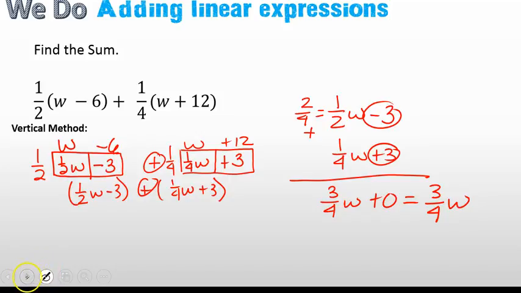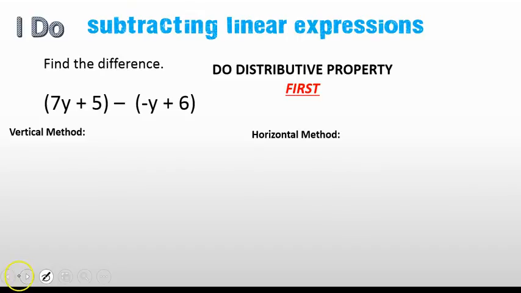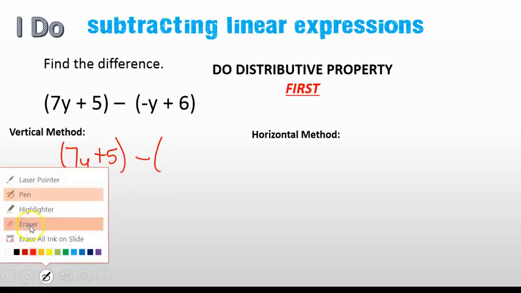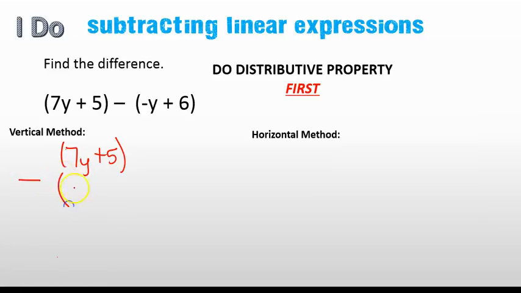Okay, now I'm going to show you that same method, but with subtraction. Again, when there's no distributive property, it's a little easier. When there is distributive property, it gets a little tricky. So I'm just going to put 7y plus 5 minus, okay, oh, I'm sorry, that's not what I'm supposed to be doing. I didn't stack them. Let's see if I can erase that. Minus negative y plus 6. Now again, I have that invisible coefficient right here of 1.